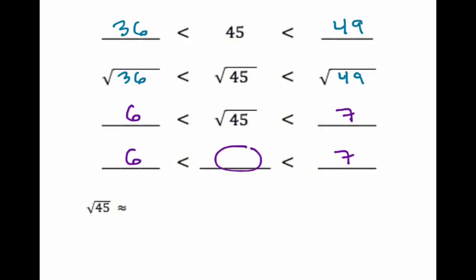So now we're going to look back up and think about the distance between 36 and 45 and the distance between 45 and 49. 45 is 9 away from 36 and it is 4 away from 49. So where's it going to be closer? It's going to be closer to 49 than 36. So we can use that to estimate: if it's closer to 49 than 36, then it must be closer to 7 than 6. So maybe it's 6.7. That seems pretty close. It's somewhere in the middle, but it's closer to 7 than 6.